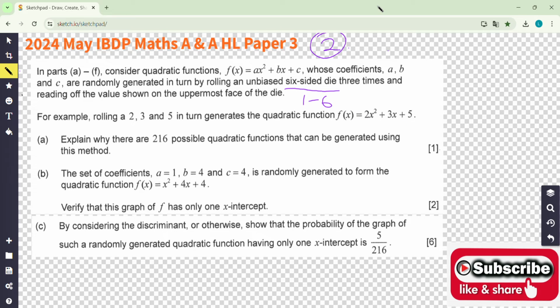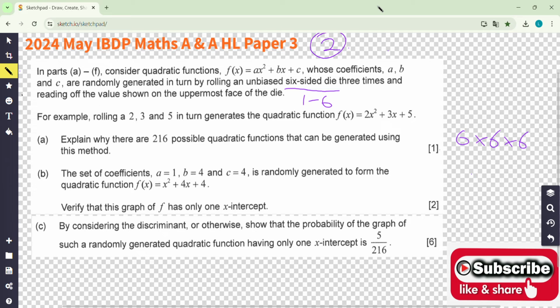So first of all, there are 216 possible quadratic functions. Of course, 6 times 6 times 6, right? So it's 216. Next one, the coefficient is 144.